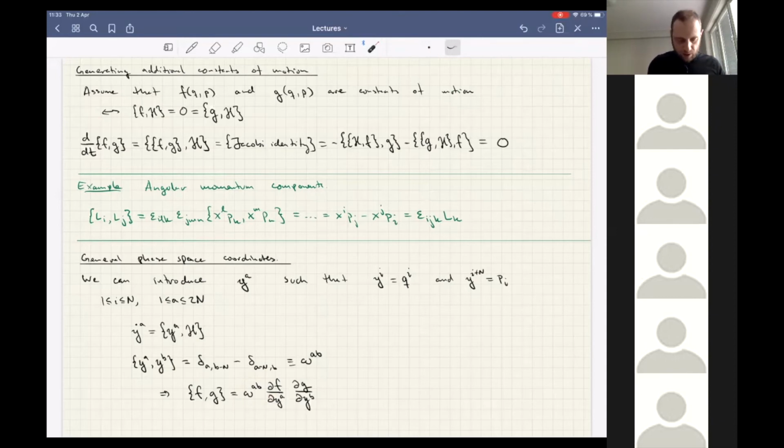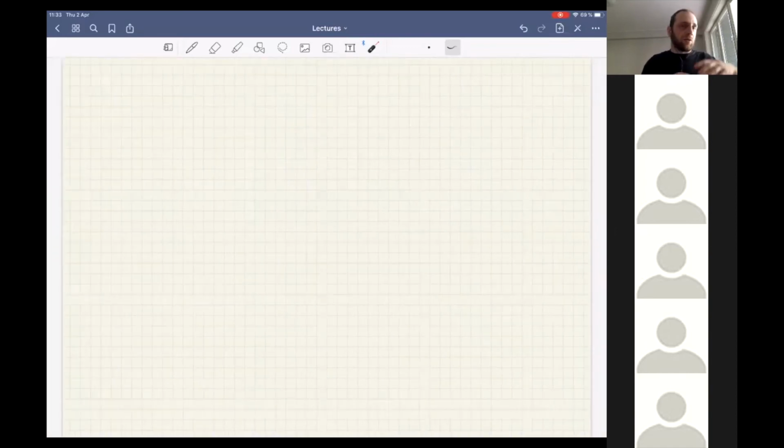Okay. So that's just discussing a bit how you can introduce some general coordinates on this phase space, so that we don't have to always write p and q. We can introduce some other coordinates which we call y.